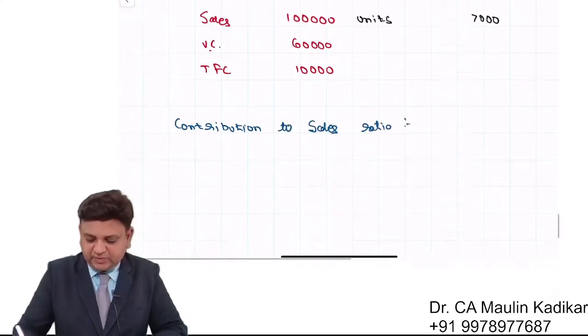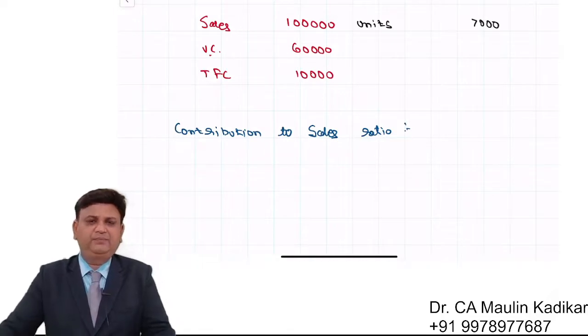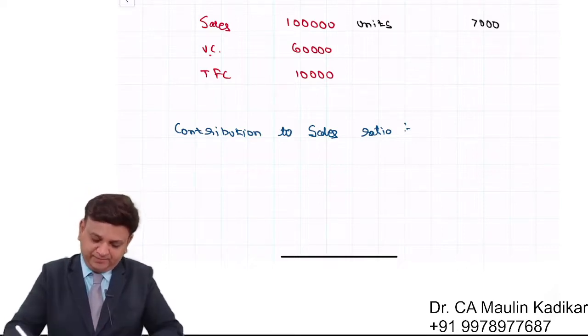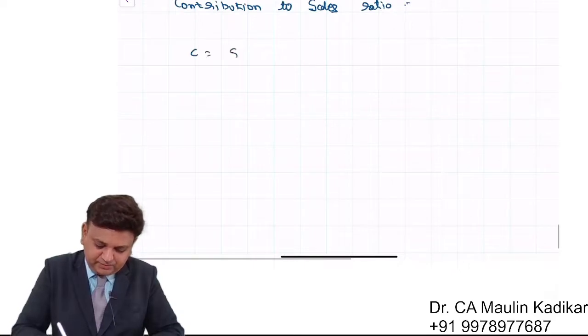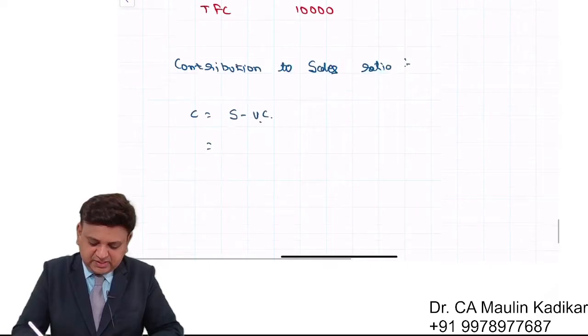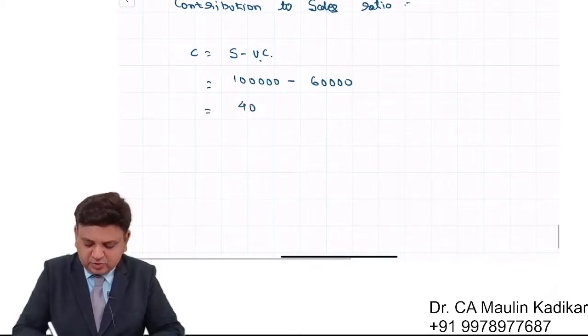Then in that case, what would be the answer for the contribution to sales ratio? Please write the answer in the chat box. So basically over here, contribution is calculated, first of all, as sales minus variable cost. Sales is 1 lakh minus variable cost of 60,000. That gives a contribution of 40,000.